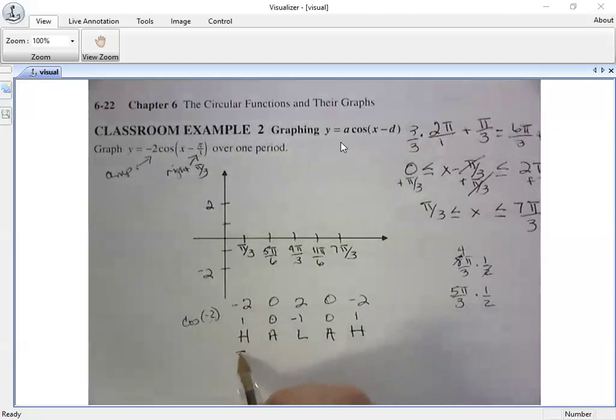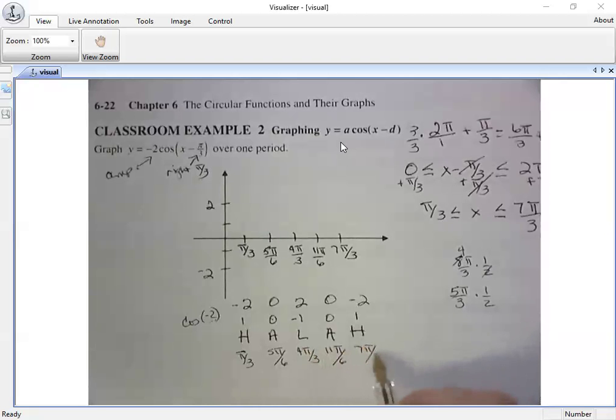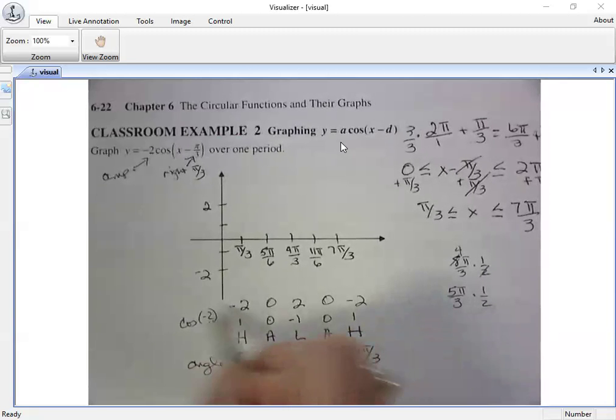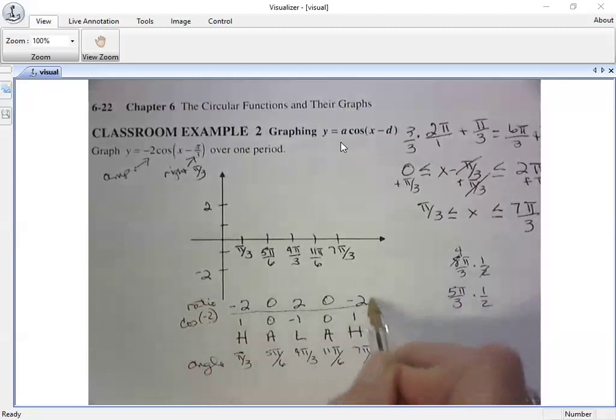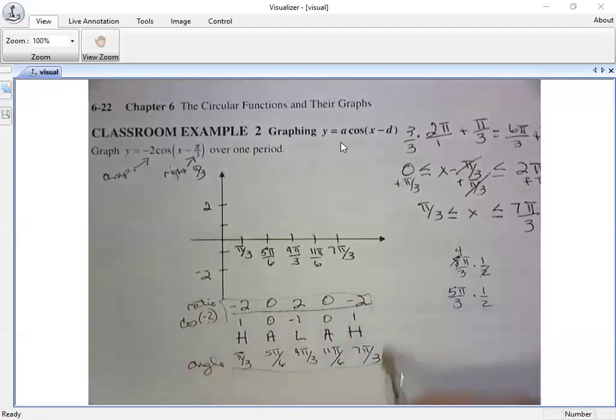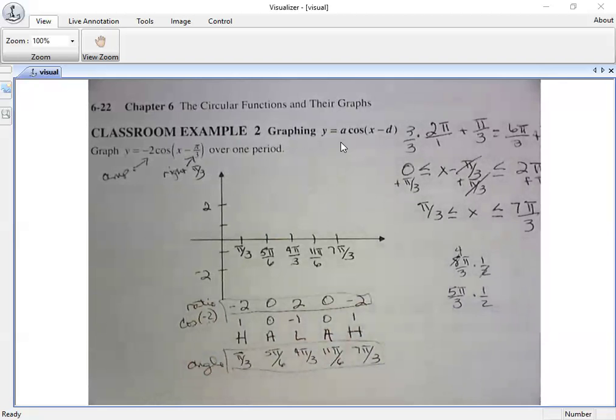So these are the values that we have. We start at pi over 3, go to 5 pi over 6, 4 pi over 3, 11 pi over 6, 7 pi over 3. You don't necessarily have to put these on here, but this is going to be my angle. This is going to be my ratio. And I need this and this to get it graphed. Right? Okay.